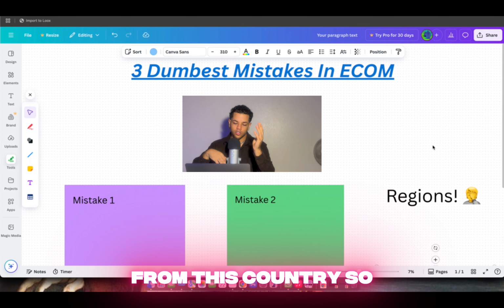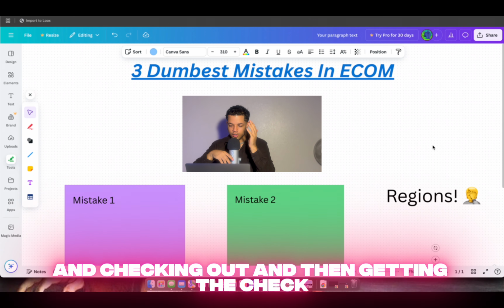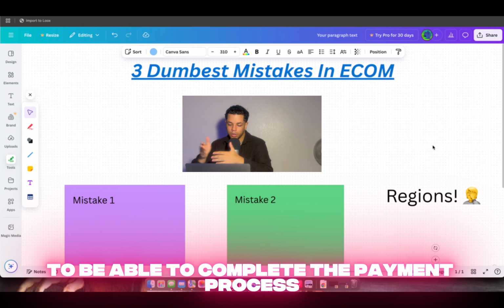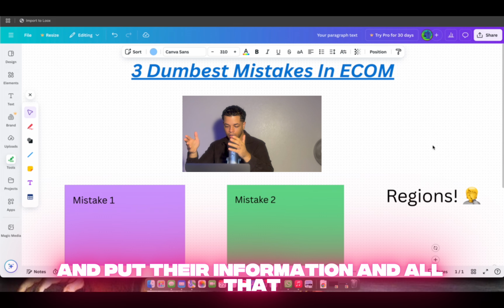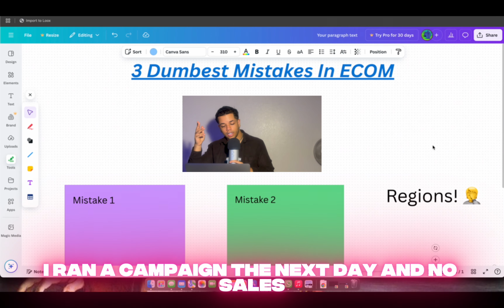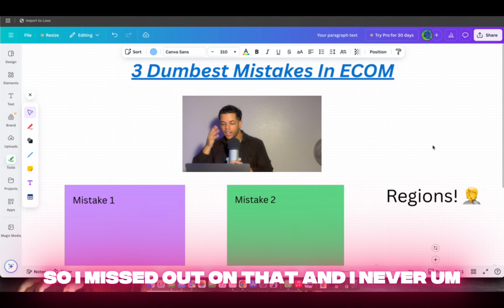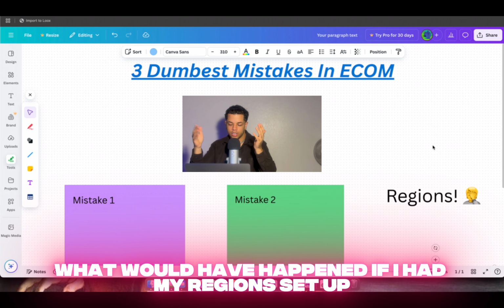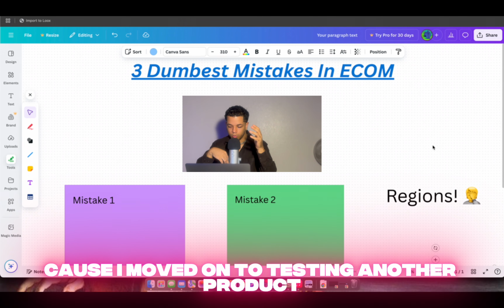Long story short, my regions were not set up in a way that people could buy from this country. So all these people were just adding to cart and getting to checkout, and they weren't able to put their country at checkout to be able to complete the payment process and put their information and all that. And so I got no sales, and I ran a campaign the next day and no sales. So I missed out on that, and I never realized what would have happened if I had my region set up, because I moved on to testing another product.